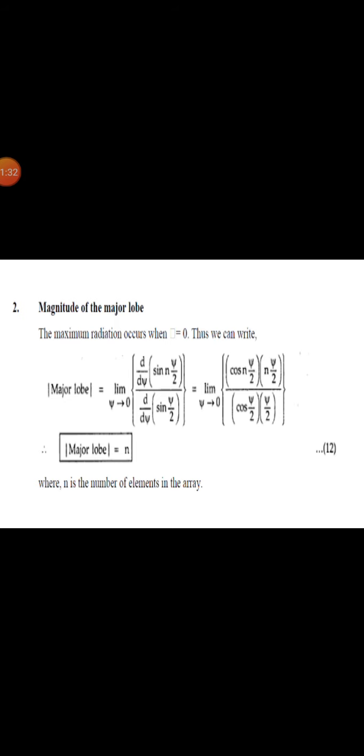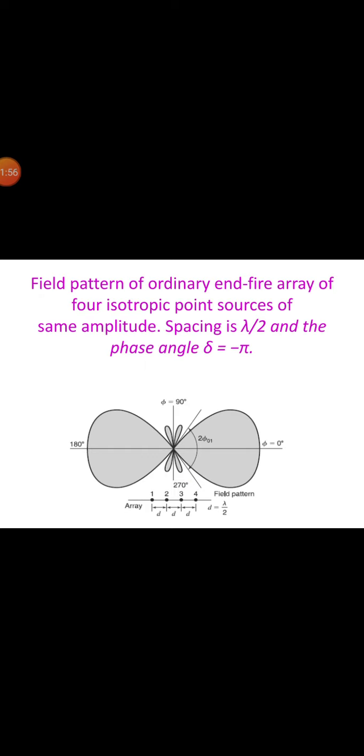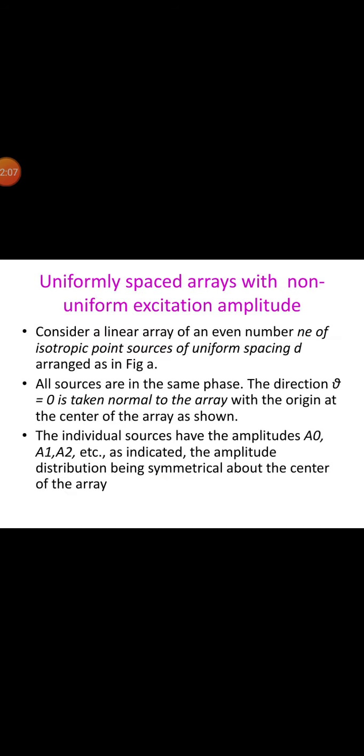And the magnitude of the major lobe can be written as limit psi tends to 0, d by d psi of sin n psi by 2 divided by d by d psi of sin psi by 2. And this can be written as limit psi tends to 0, cos n psi by 2 into n by 2 divided by cos psi by 2 into 1 by 2. So the major lobe is equal to n, where n is the number of elements in the array. So this diagram shows the radiation pattern of the end-fire array. That is, the maximum radiation occurs at angles 0 and 180, and the minimum radiation occurs at 90 and 270. Thank you.